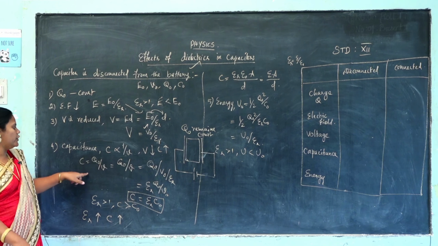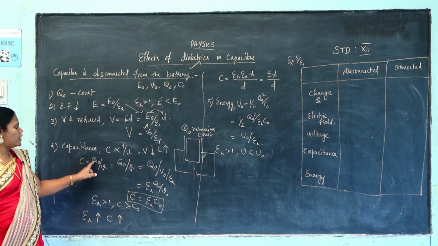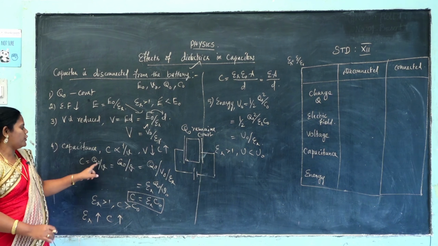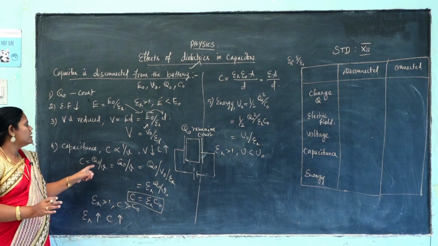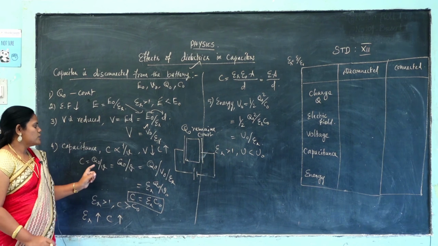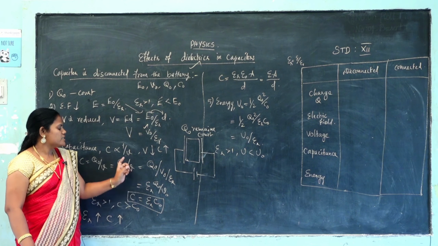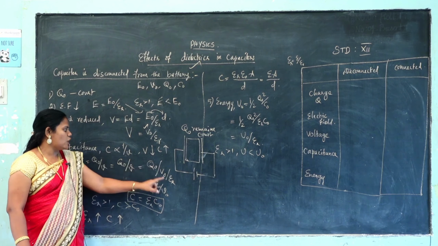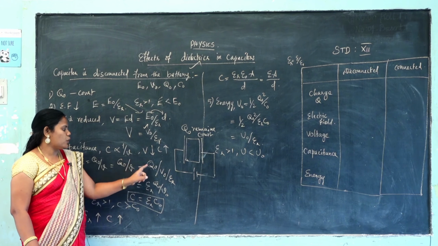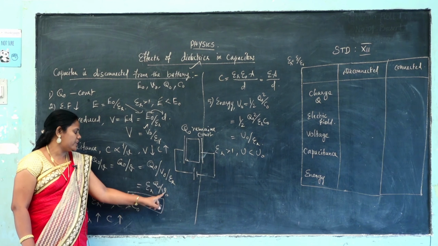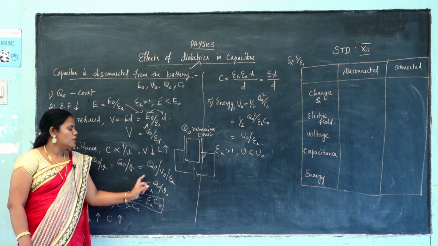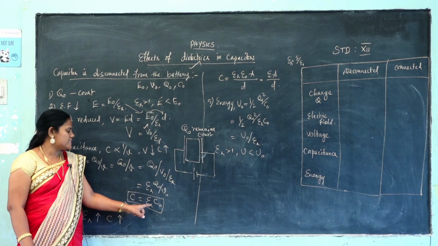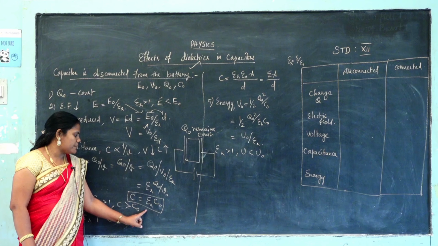Okay, we will calculate the new capacitance. C is equal to Q naught by V is the formula. Q naught is the initial charge. So C is equal to Q naught by V. Substitute the V value, V naught by epsilon R, and epsilon R will be taken as the reciprocal. So C is equal to epsilon R into Q naught by V naught, and Q naught by V naught is the capacitance C naught. So C is equal to epsilon R into C naught.